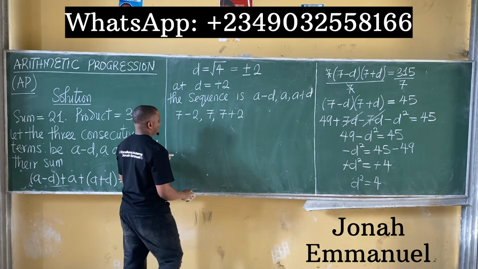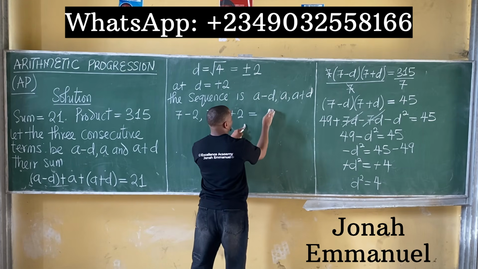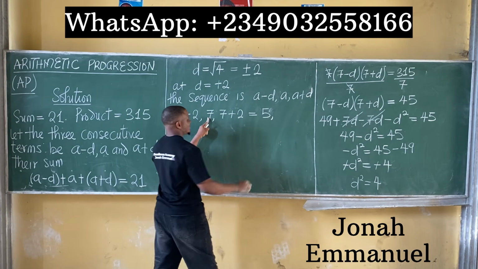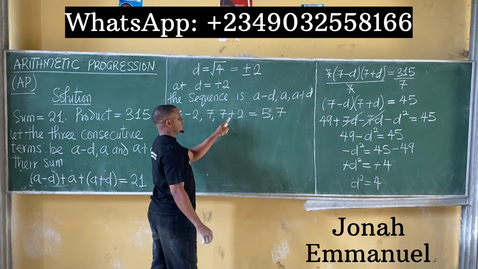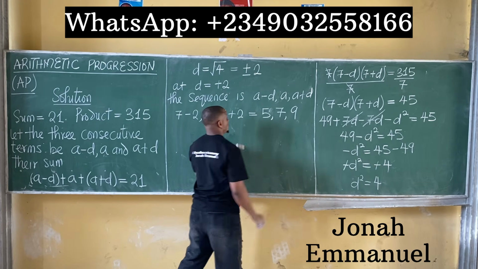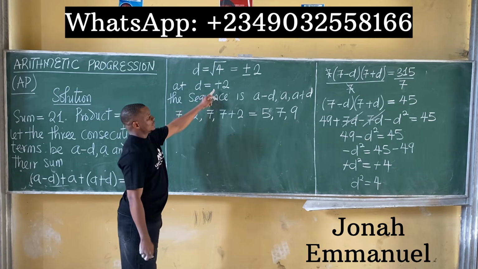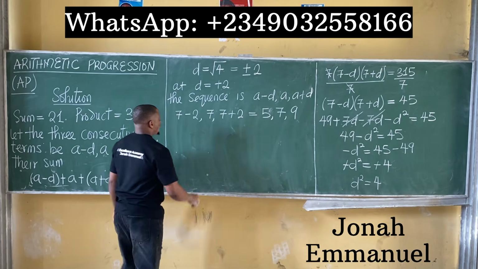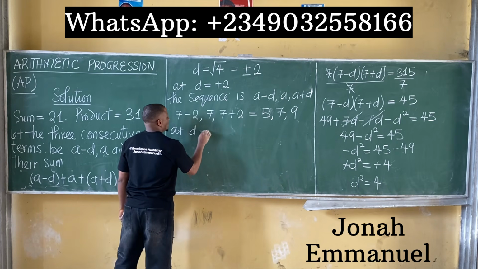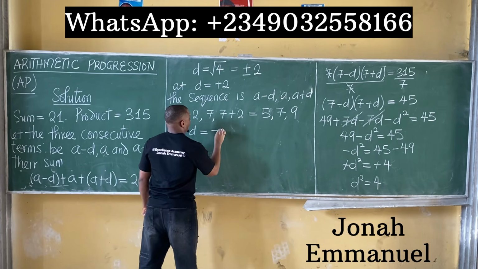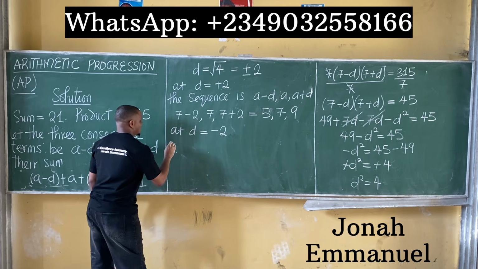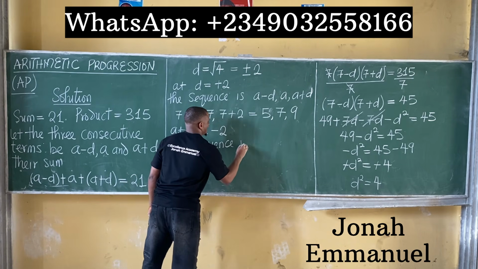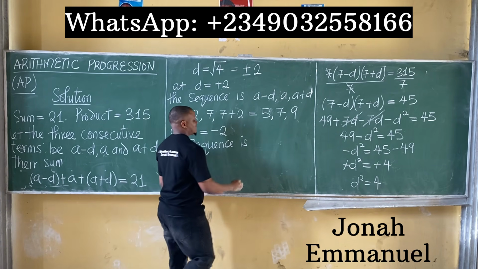And that means we'd have the first 3 terms of the sequence as being what? 7 minus 2 is 5. Then we have 7. 7 plus 2 is 9. So if d is plus 2, the first 3 terms of the sequence are 5, 7, 9. That's your answer. What if d is minus 2? If it's minus 2, what do you have? We'll have that the sequence is still the same thing there.